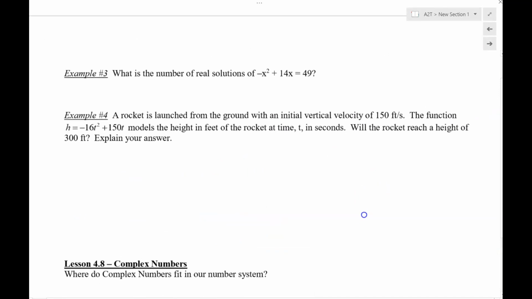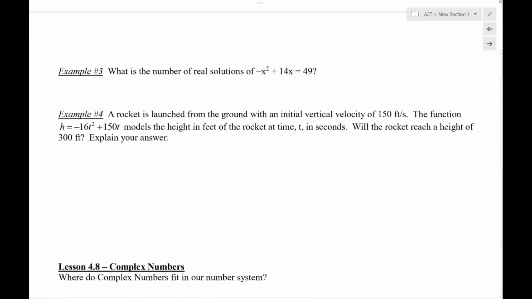But we now need to be able to determine the type of real solutions without actually solving. And it's super nice because we just use the discriminant. So for example, number 3, it says, what's the number of real solutions? Well, there are 2 different terms with a variable. So that means I'm going to have to set it equal to 0 before I can solve. And we don't actually want to solve. We just want to find the discriminant.